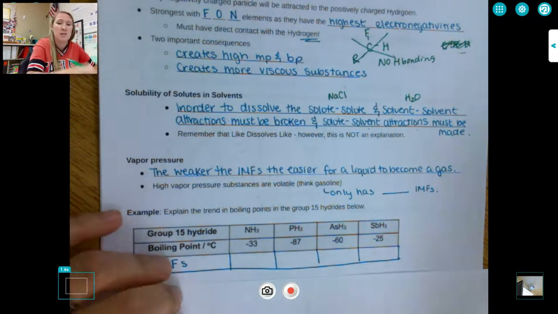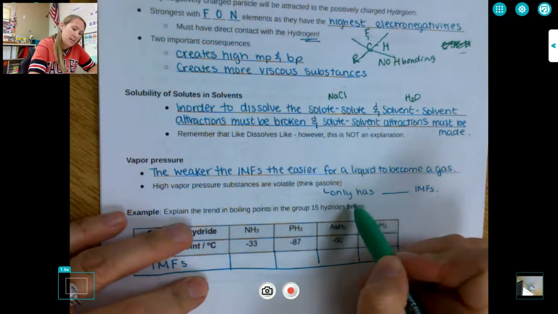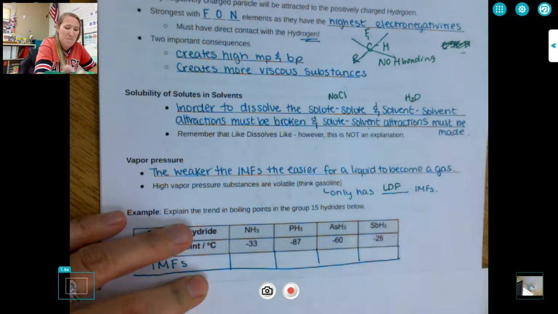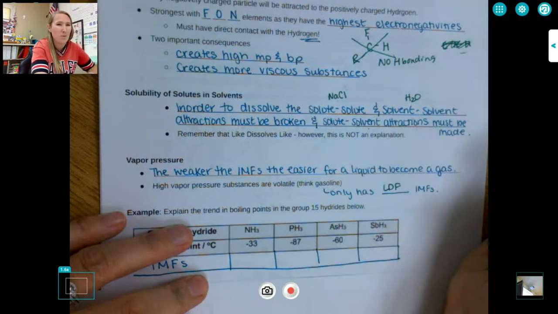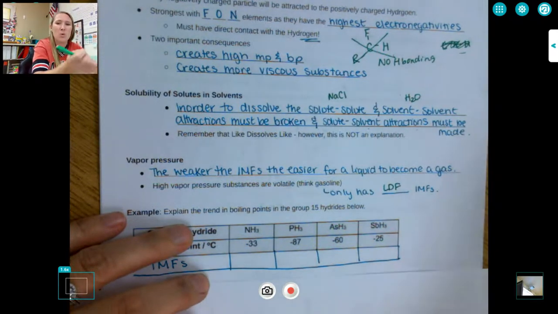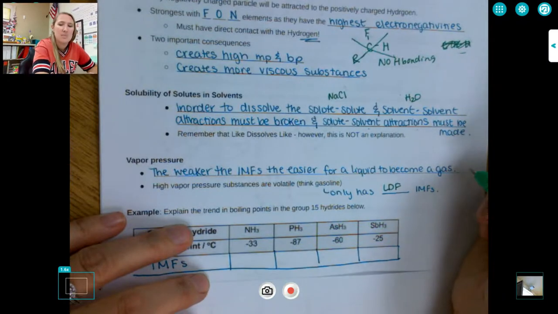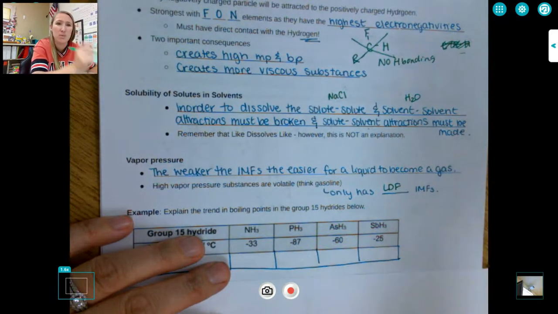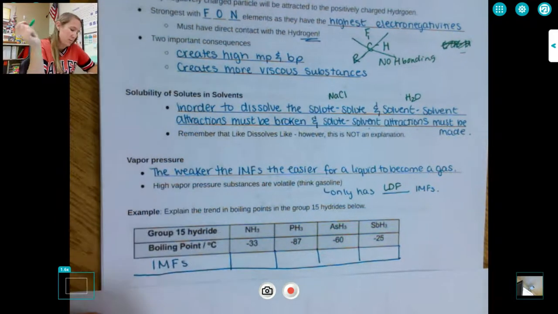So we can think of something like gasoline. Well, gasoline must only have LDFs. Maybe it has dipoles, but probably doesn't because it evaporates so quickly. Something like ethanol also evaporates really quickly. That does have hydrogen bonding, but it has really small hydrogen bonding in terms of other things.